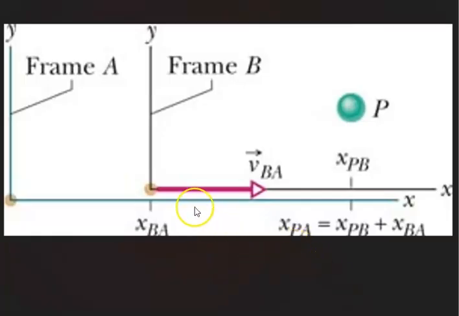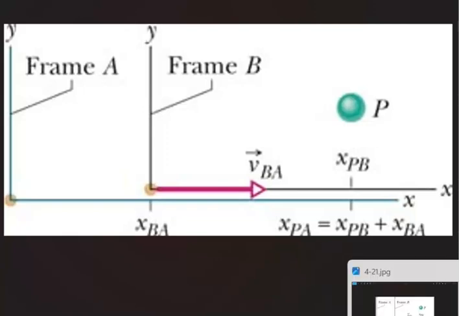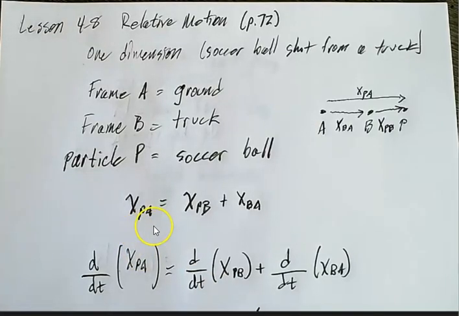and it looks like this. So here is my reference frame A. There's my point A. Here's my reference frame B, which is the pickup truck. There's where the truck is located, and the ball is located over here. So I go back to that, which helps me to support the equation that I came up with. xPA equals xPB plus xBA.